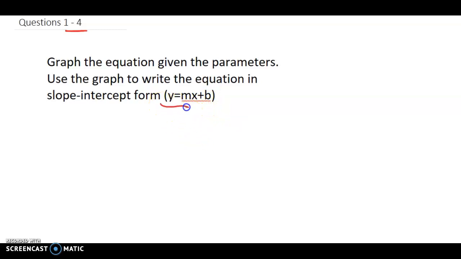So remember, we're going to put this in y equals mx plus b form, where m is the slope, and then b is the y-intercept. Okay, so I think if you graph those 4, this should be pretty easy for you, assuming you know how to understand y equals mx plus b.